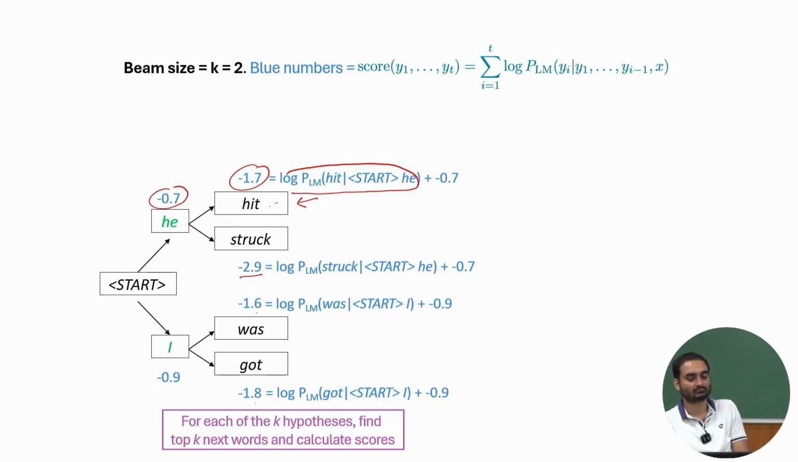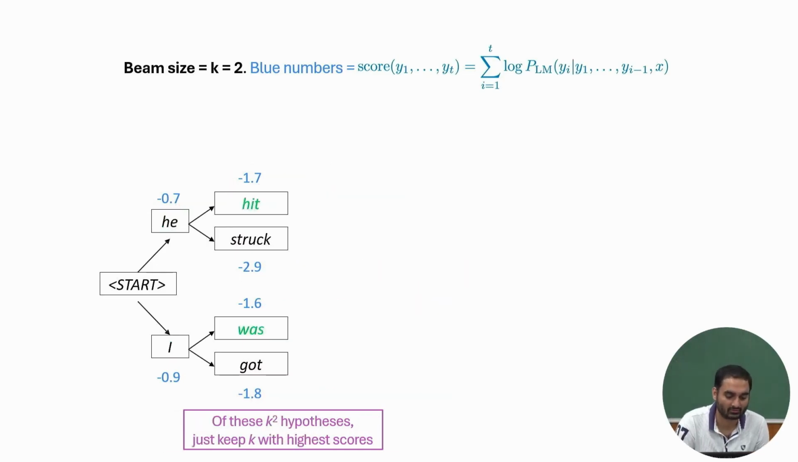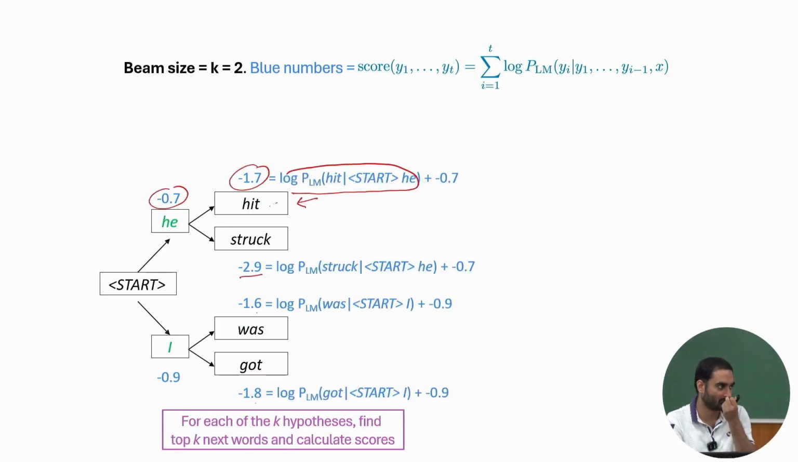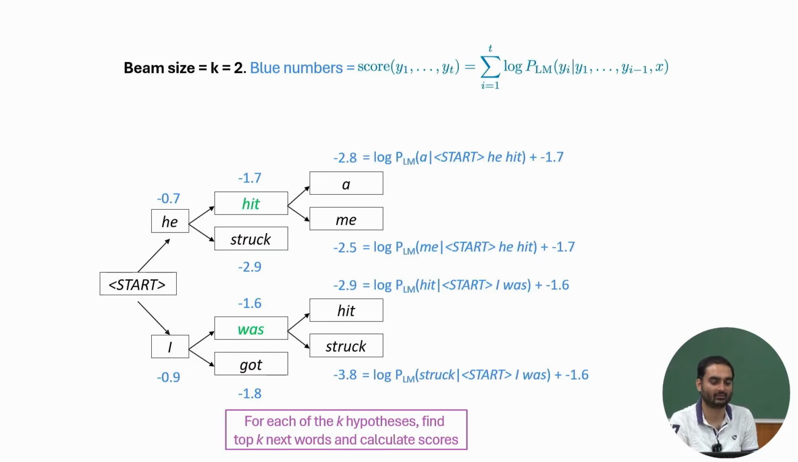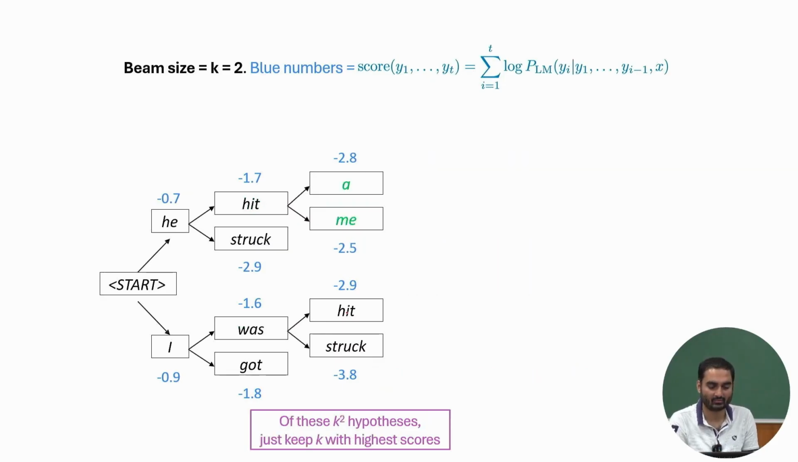Out of these, how many will we choose? We choose only 2, the highest ones, the maximum. One is minus 1.7, the other is minus 1.6. And then we explore further. From heat I will generate A and me. From was I will generate heat and Stark, and so on. Here again from these 4 I will decide 2.